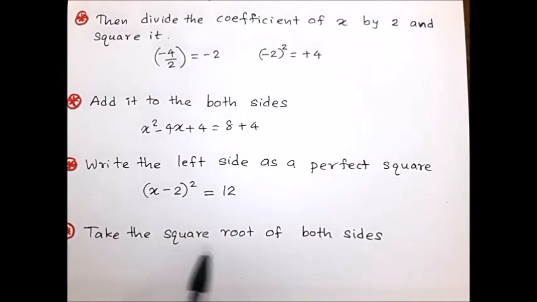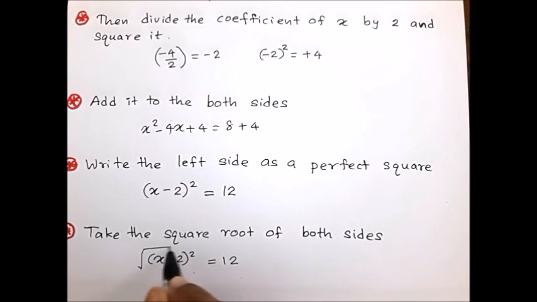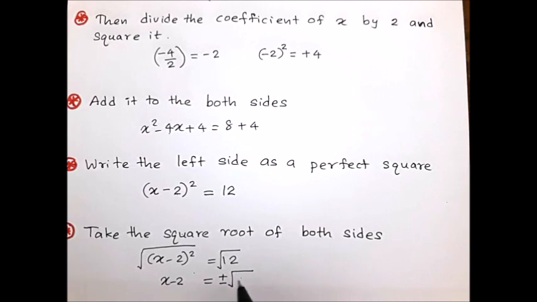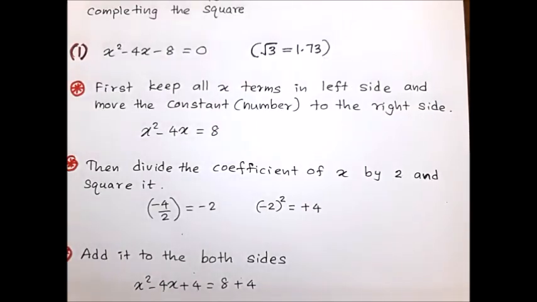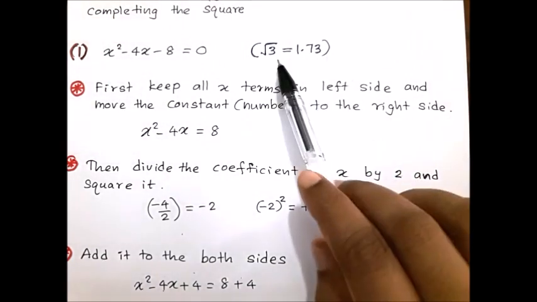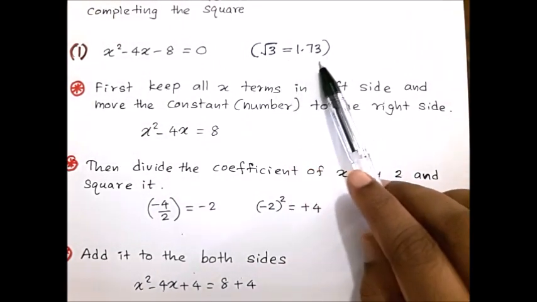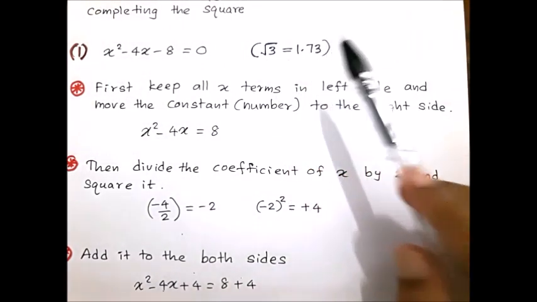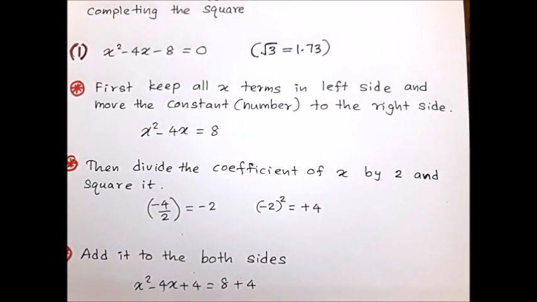Then you have to take the square root of both sides. X minus 2 to the power 2 equals 12. Take the square root of both sides. Here the square and square root cancel, and only x minus 2 remains. Here you have to write plus or minus square root 12. At the beginning of the question, the value of square root 3 is given, 1.73. So now you have to use that value to solve this equation.